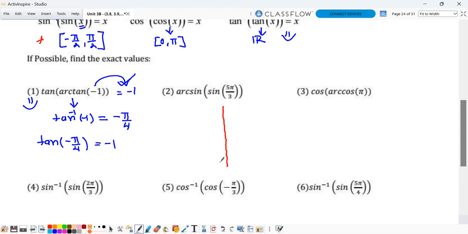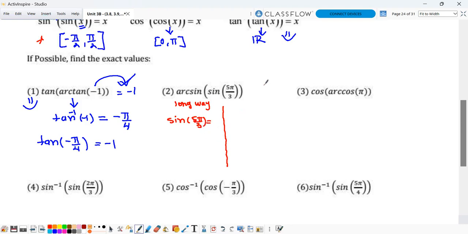So I'm going to show you two different approaches in this case. One is a long way, another is a shortcut. The long way always guarantees the answer. You always get the answer. So always start with sine of 5 pi over 3.